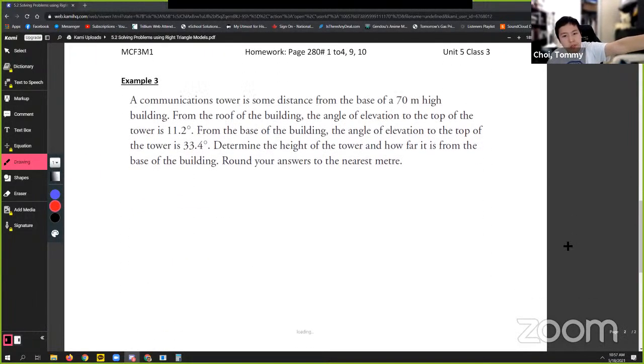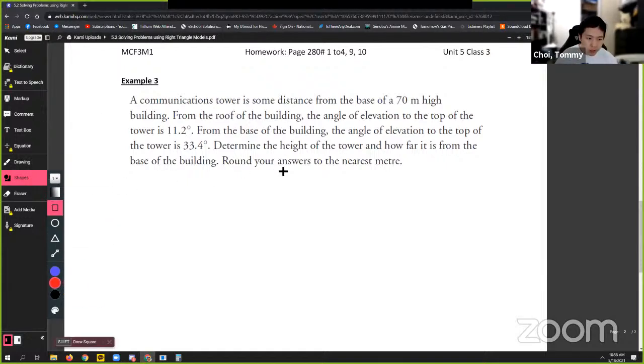And question 3, example 3: a communications tower is some distance from the base of a 70-meter high building. From the roof of the building, the angle of elevation to the top of the tower is 11.2 degrees. From the base of the building, the angle of elevation to the top of the tower is 33.4 degrees. Determine the height of the tower and how far it is from the base of the building. Round your answers to the nearest meter.